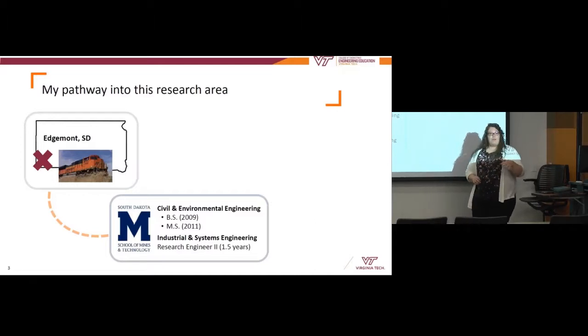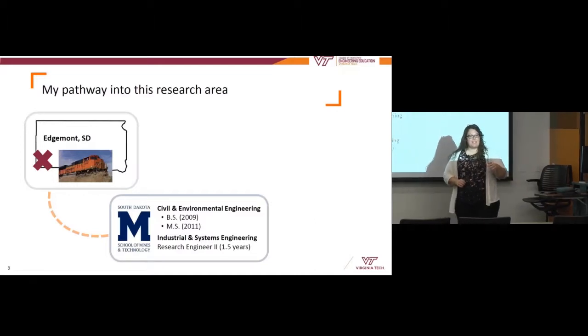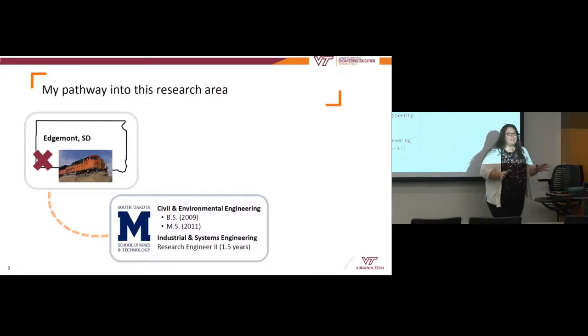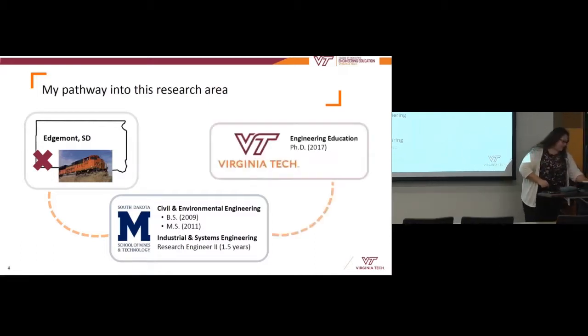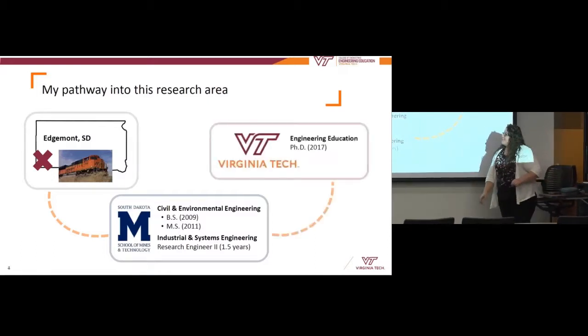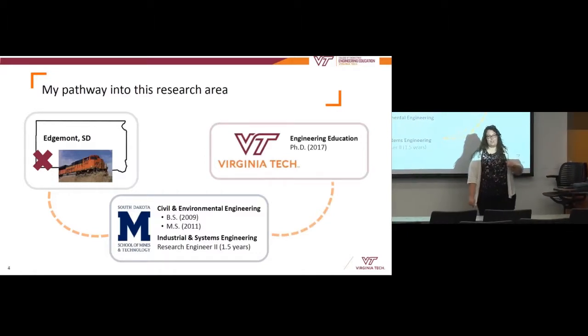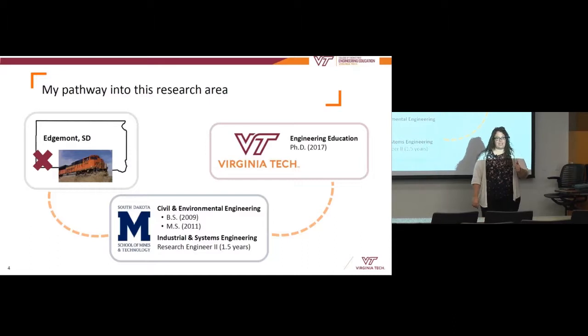After my master's, I worked for a year and a half as a research engineer in the industrial and systems engineering department. Continuing that work on faculty mentoring, I started teaching, I started helping to advise graduate students, and that's where I was like, okay, I think this engineering education thing is for me. So then I went to Virginia Tech to pursue my PhD.